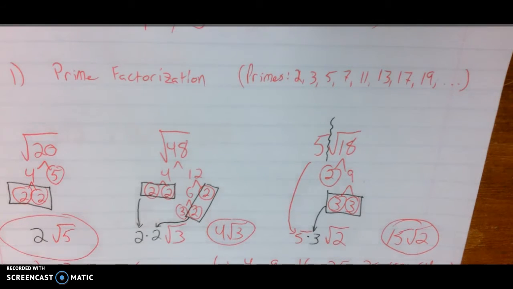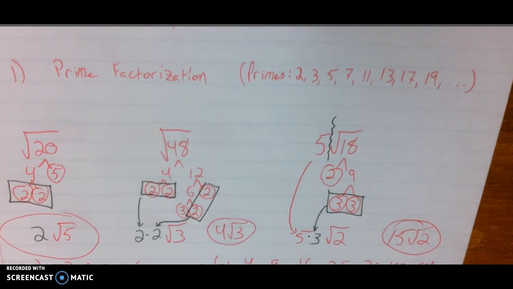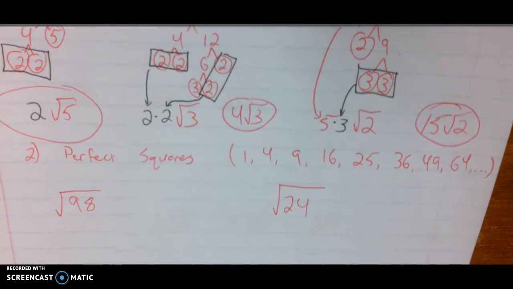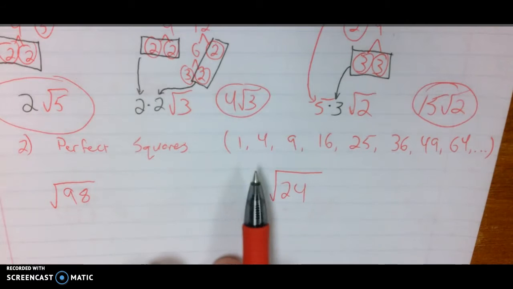If you're comfortable with this method, by all means, keep doing it. This method is pretty user-friendly. The only downside is it does tend to take up a lot of space on the paper. The second method, you're going to have to think a little bit harder, but it doesn't take up as much room. So the second method uses something called perfect squares.